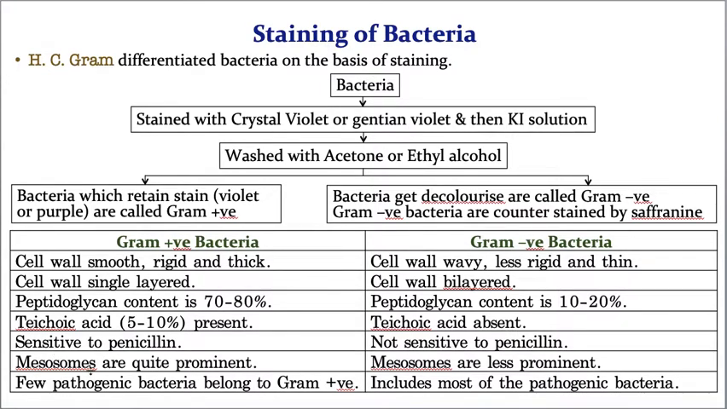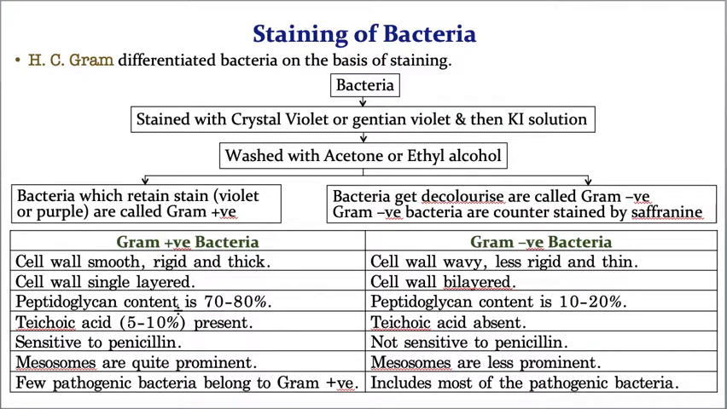Okay. Mesosome is quite prominent in gram positive and very less prominent in gram negative, and few pathogenic bacteria belong to gram positive, and it indicates that gram negative includes most of the pathogenic bacteria. That means most of the pathogenic bacteria belong to gram negative rather than gram positive. Now you understood what is gram positive and gram negative. But still if you don't understand, you can ask me any doubt.